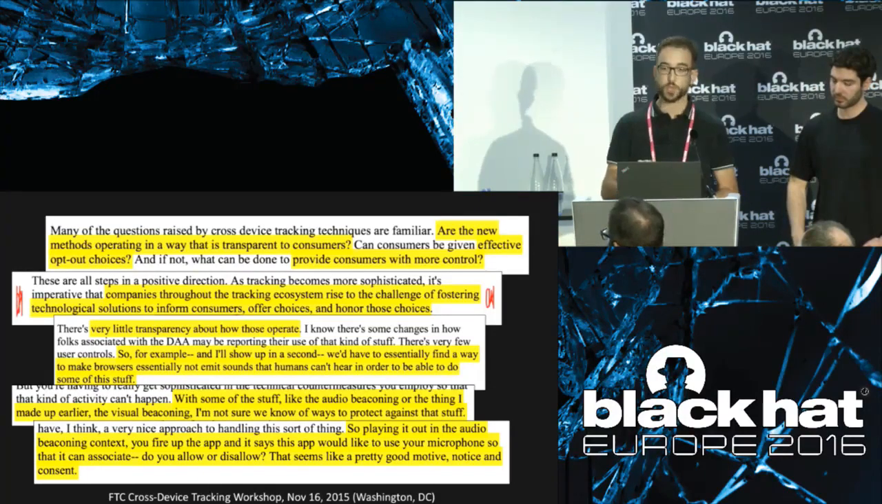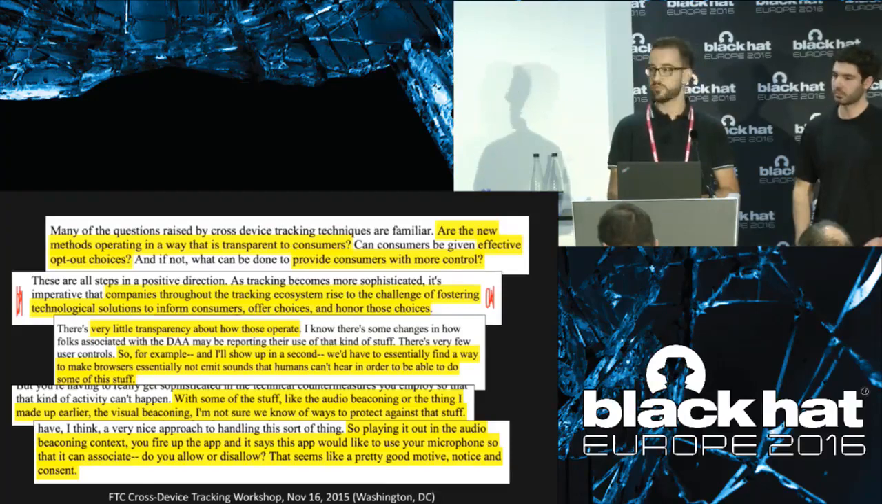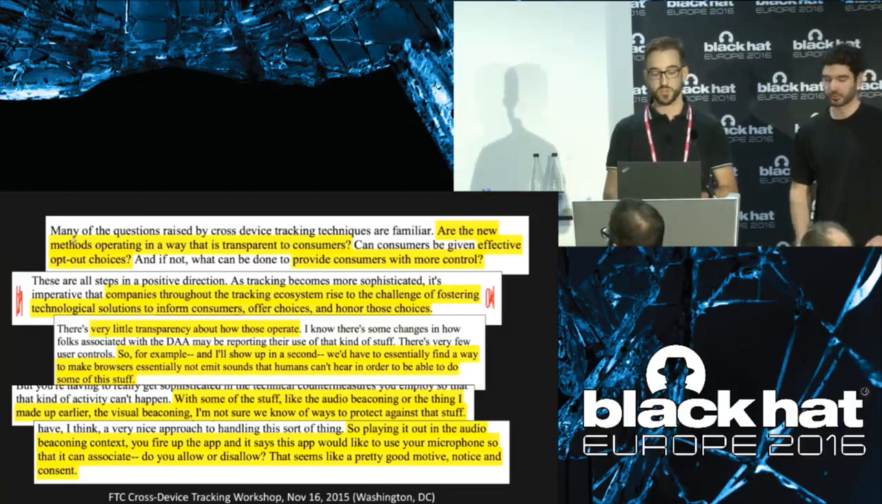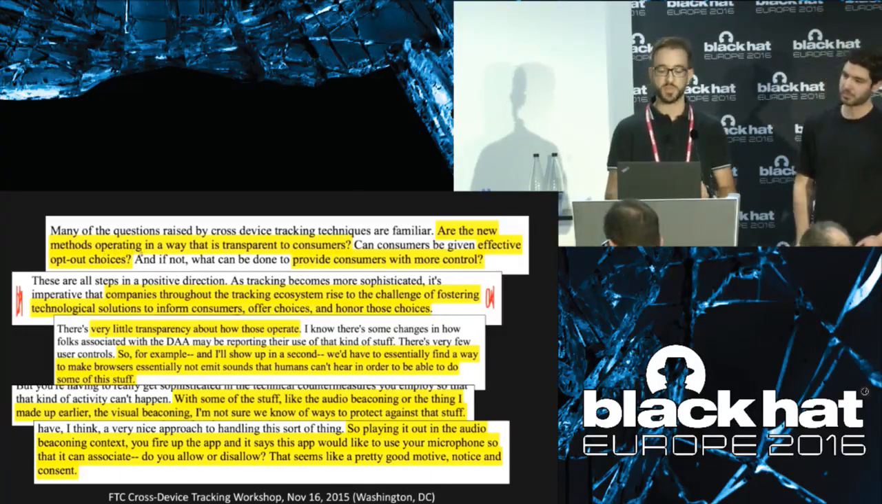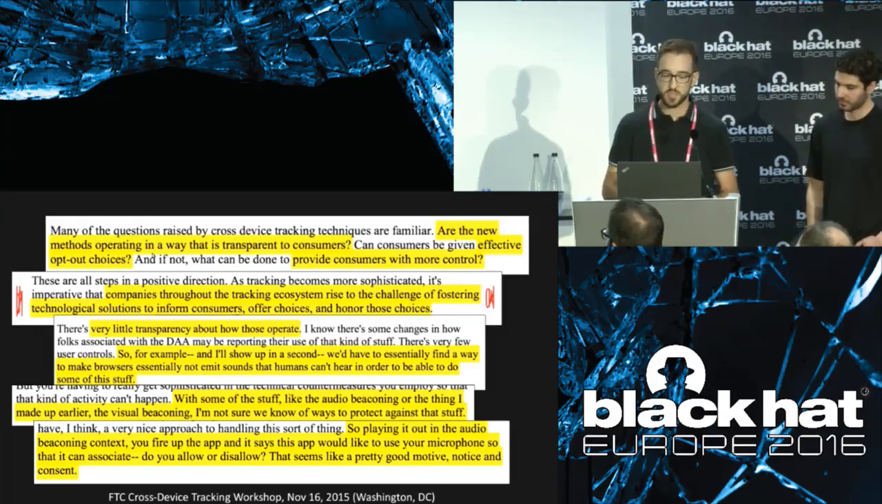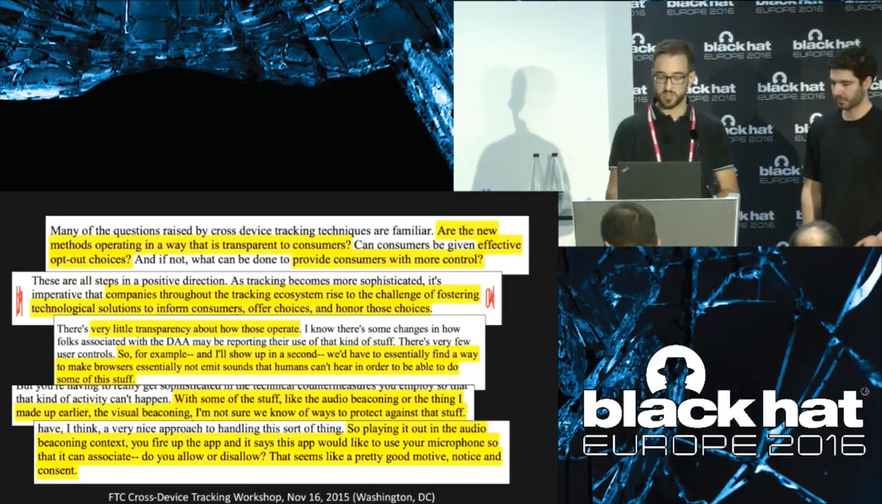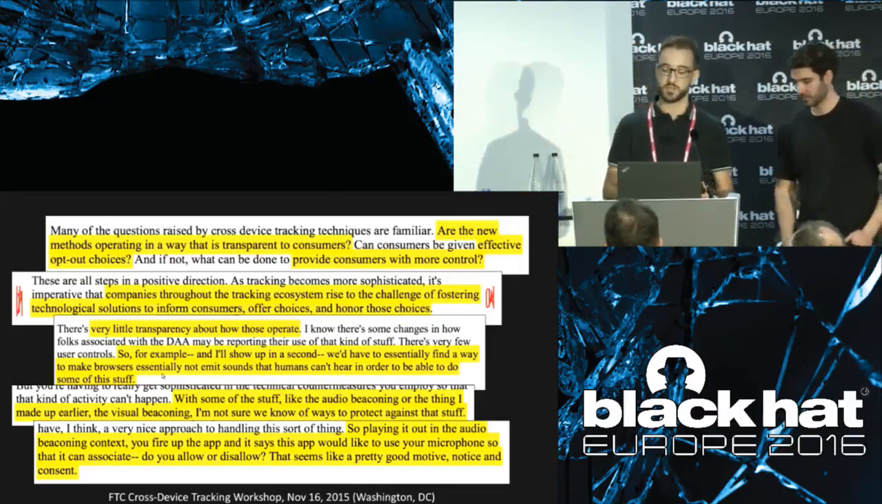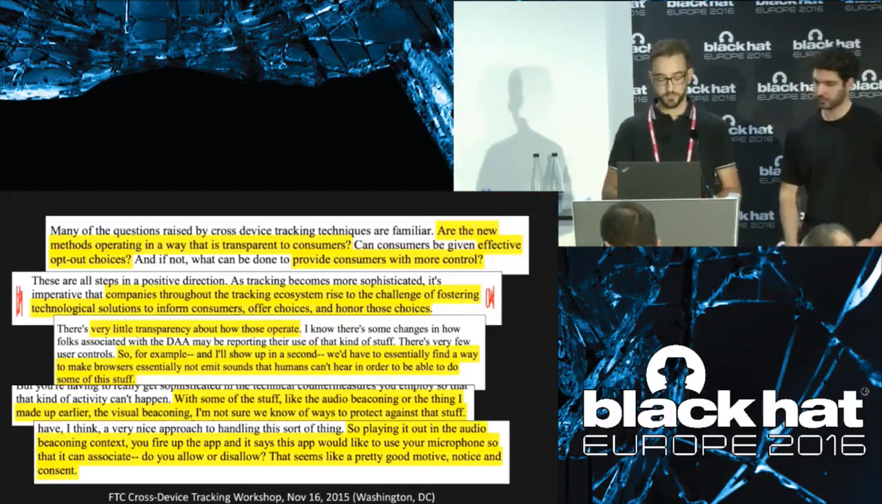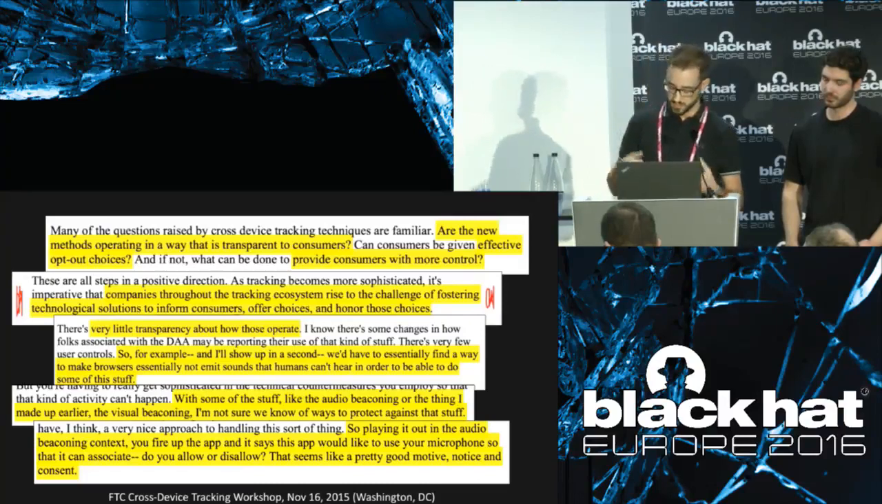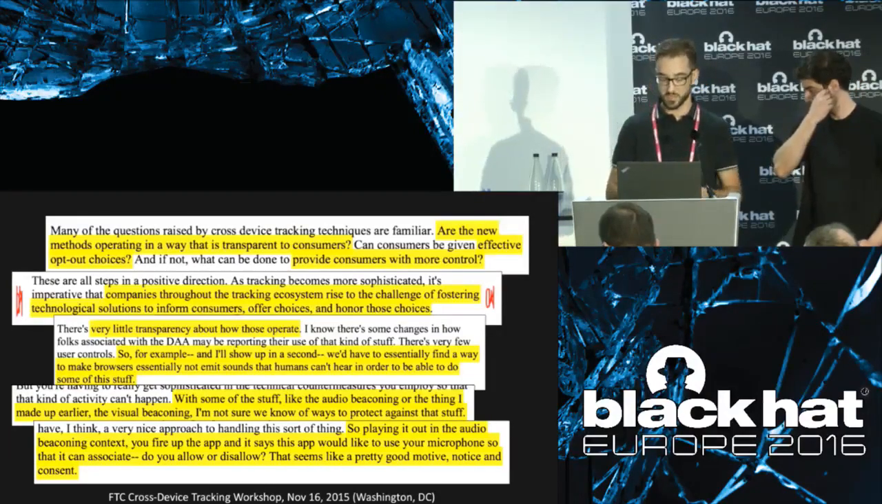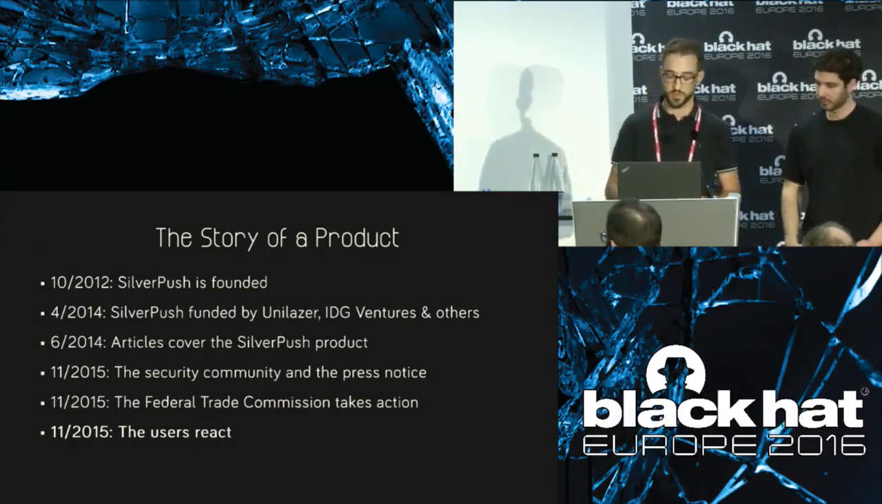This is an excerpt from the transcript of a workshop that the Federal Trade Commission held right away in mid-November in Washington, D.C. To quote some of the transcript: are the new methods operating in a way that is transparent to consumers? Can the consumers express any opt-out? Do they have a choice? There is very little transparency here. For example, we would have to essentially find a way to make browsers not emit sounds that humans can hear in order to be able to do some of this stuff. So essentially, the Federal Trade Commission was also concerned about the problems of this technology, and we will see what these problems are all about in a few moments.